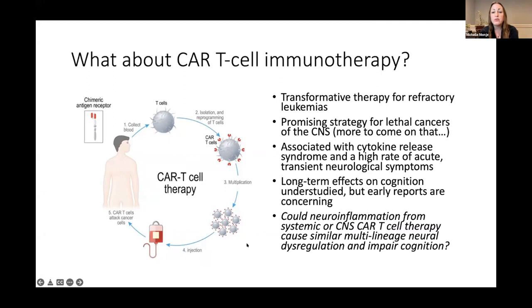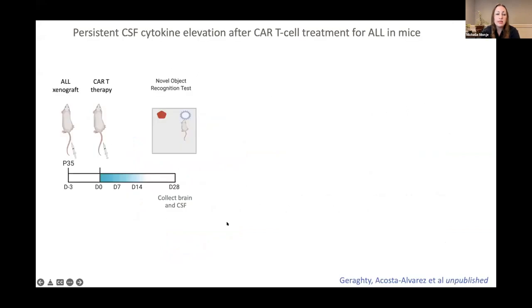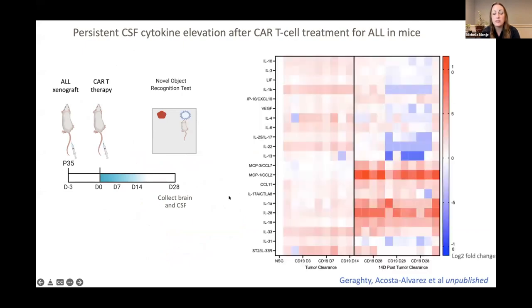And so we wondered whether neuroinflammation from systemic or CNS targeting CAR T-cell therapy might cause a similar multilineage dysregulation and impair cognition. And so we examined this in a mouse model, a xenograft model of acute lymphoblastic leukemia, in which mice are xenografted with leukemia, then treated with a leukemia targeting CD19 targeting CAR T-cell, and then assessed for cognitive function in the novel object recognition test, and analyzed histologically and molecularly.